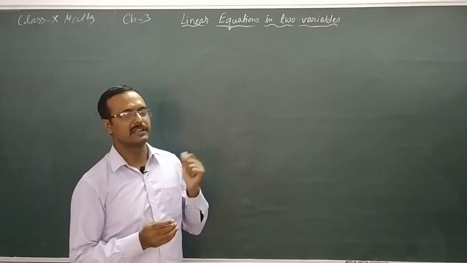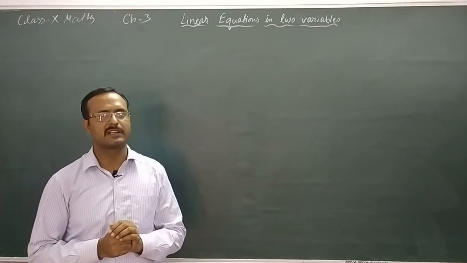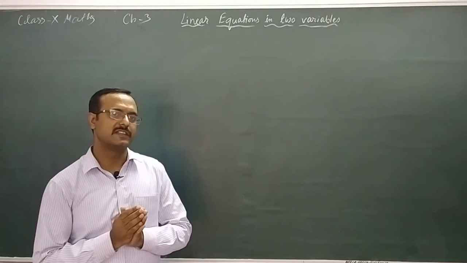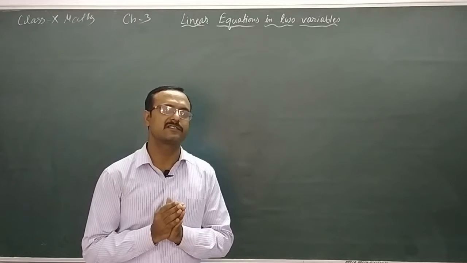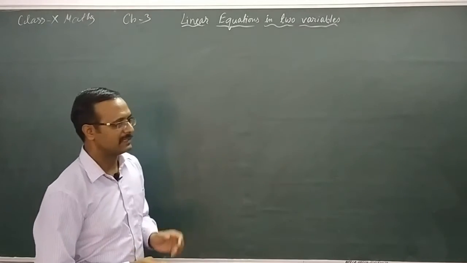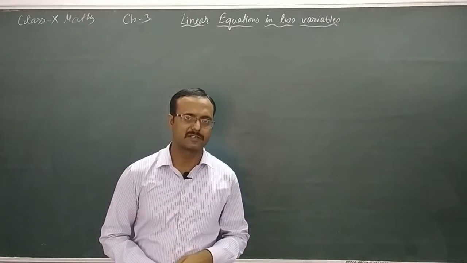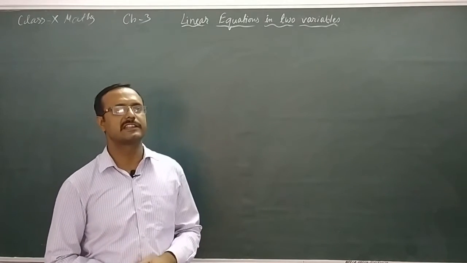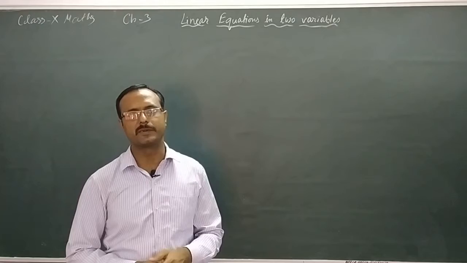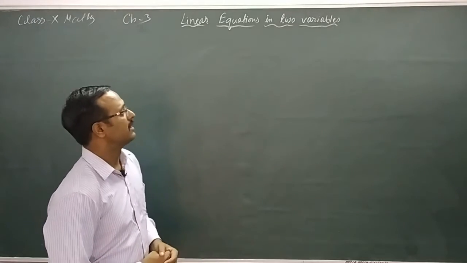Now what is linear equation? The linear equations are those equations which have highest degree as 1. Okay, if the equation has highest degree 2, it will be called a quadratic equation. If the equation has highest degree 3, it will be called a cubic equation.